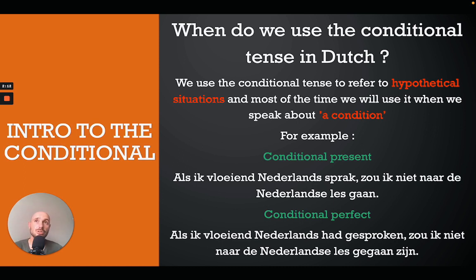Now we're going to take a look at the conditional in the past, the conditional perfect. Als ik vloeiend Nederlands had gesproken, zou ik niet naar de Nederlandse les gegaan zijn. Right? If I had spoken Dutch fluently, I wouldn't have gone to the Dutch class. Alright, so these are 2 kind of conditionals. One is a possibility and the other one is more unrealistic. Don't worry, I'll give you some extra information right now so it becomes clearer.